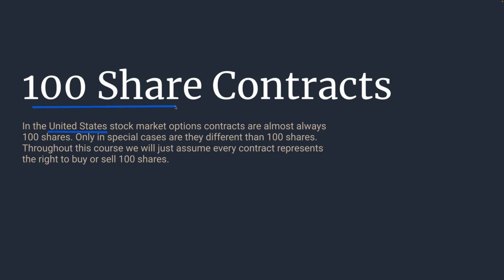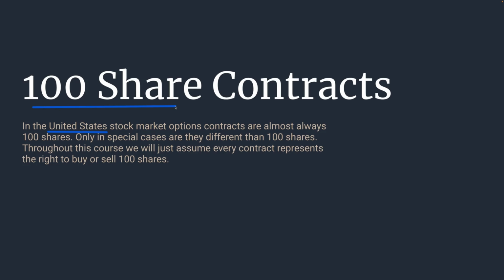You can't just buy a 10 share or a 5 share options contract on the open market typically. All options contracts are 100 shares. There are some occasions where the options contracts will be less than 100 shares, but those are usually exceptions. A good example is if there's a stock split or something. If there's a stock split, they might have to modify the contracts to deal with the stock split. But for the most part, throughout this course, we'll always assume an options contract is 100 shares.